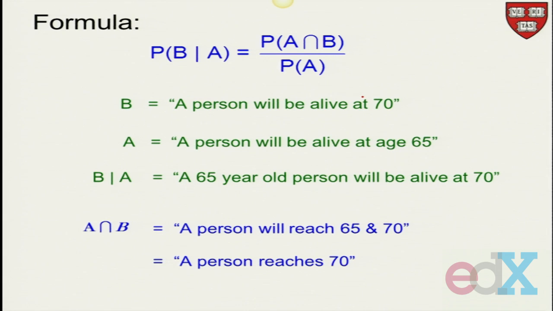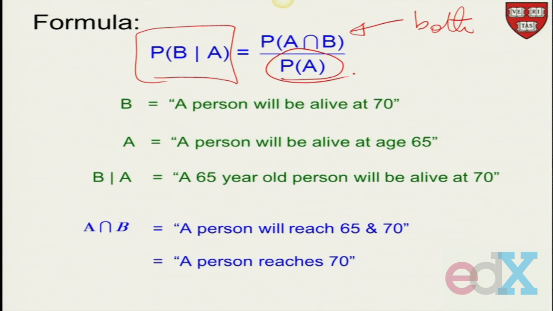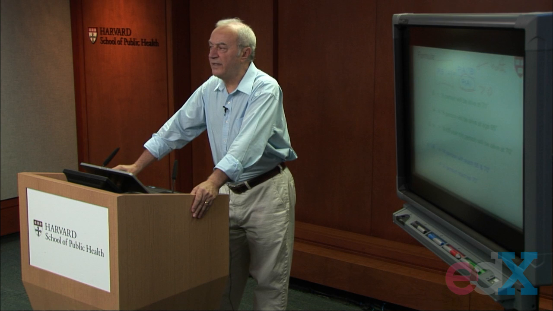Okay? Two different concepts. Highly related, of course, but different. And here is the formula for how you get from one to the other. The probability of B, given that A has happened, is the probability that both happen divided by the probability of A. And I'm assuming that we're not dividing by 0, so I'm assuming that the event A can happen. So there it is. There's the formula.